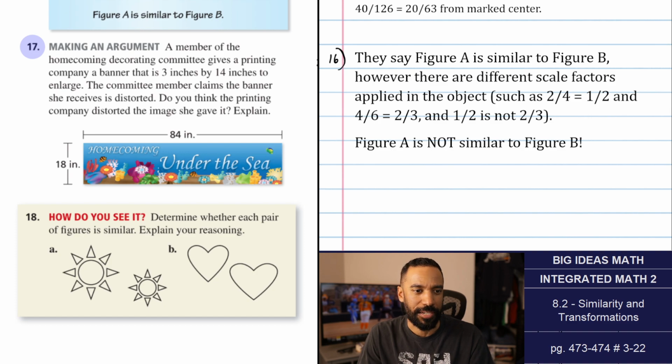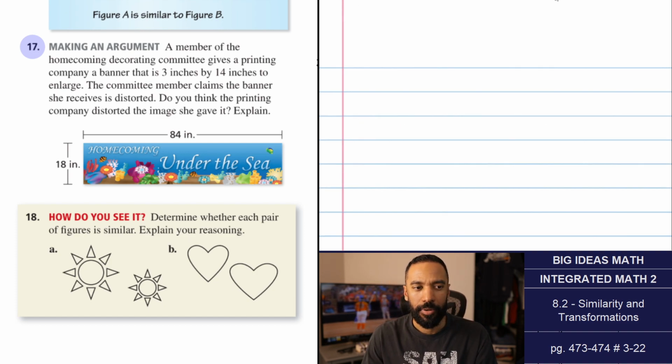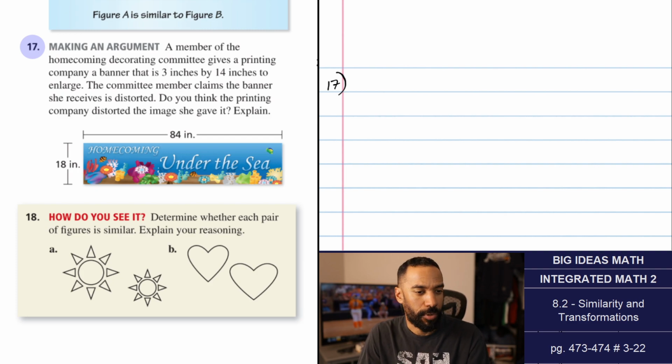Okay, number 17. Making an argument. A member of the homecoming decorating committee gives a printing company a banner that is 3 inches by 14 inches to enlarge. The committee member claims the banner she receives is distorted. Do you think the printing company distorted the image she gave it?